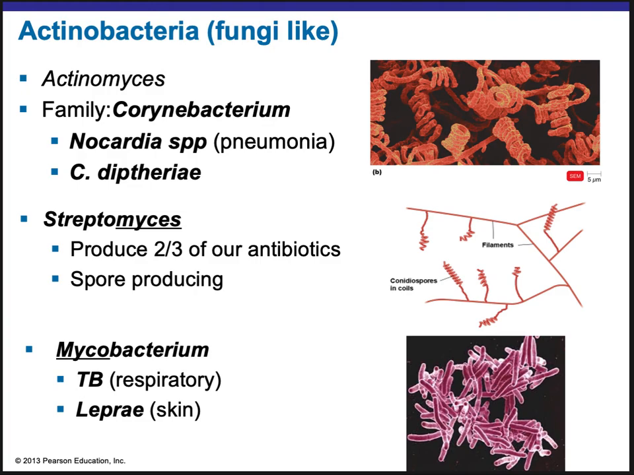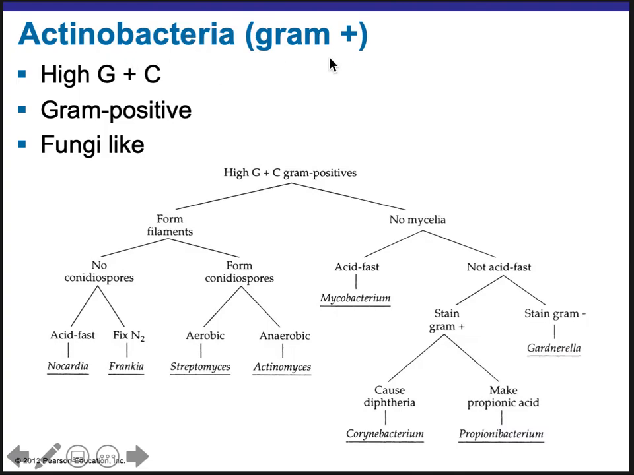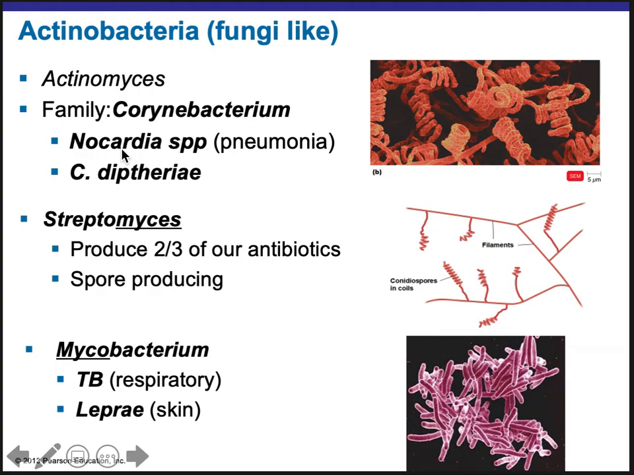Part 5, which will be the last part of the bacterial survey. We started out with this new group of bacteria, the actinobacteria, gram-positive. They are fungi-like, so they have a lot of characteristics that fungi have. I introduced you to corynebacterium, told you Nocardia can cause pneumonia, and that was pretty much all I have to say about that.